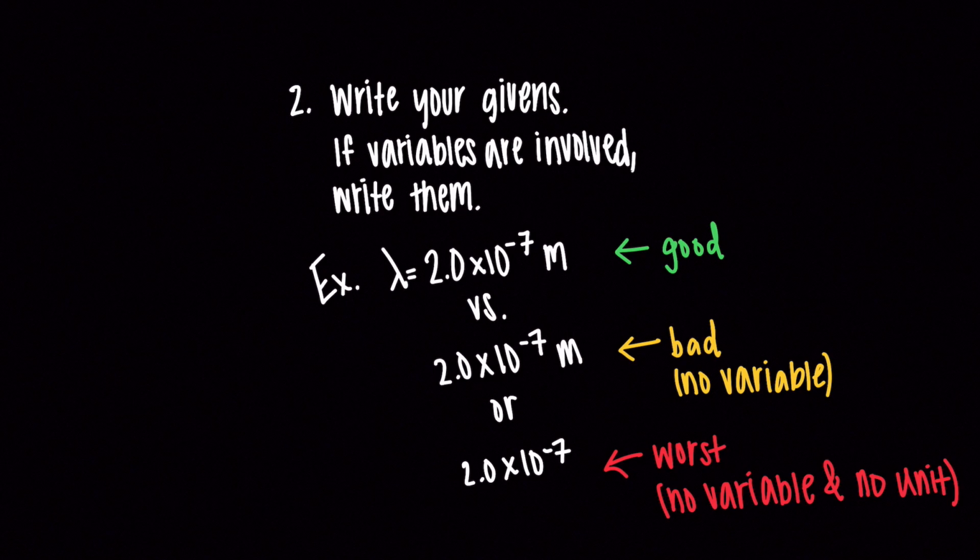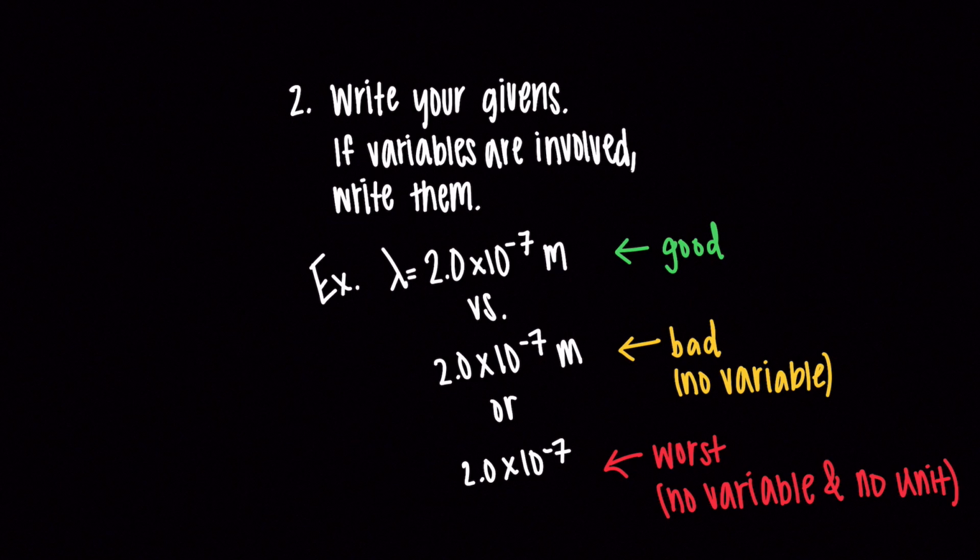The next step is to write your givens. If variables are involved, make sure to write them down. You'll see here that I wrote 3 different versions, one which is good, one which is medium, and one which is bad. The good one involves writing lambda, the variable, along with its value in SI units. The second one involves the value in SI units, but it does not have lambda.